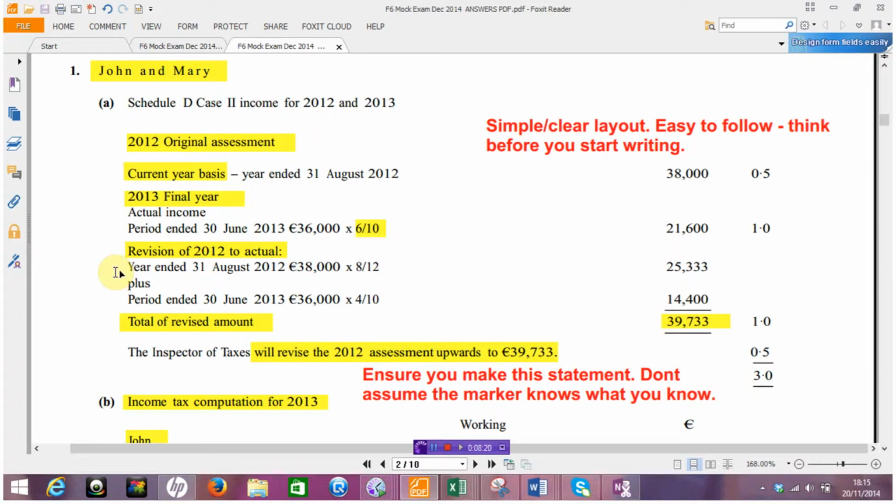Now, in relation to 2012, we have a penultimate year rule, and really all that says is that we need to go back to the penultimate year and really compare actual to the original assessment. Now we know the original assessment is up here, so this calculation here is just really trying to get the relevant figures for the actual calendar year, and you'll see that they actually come in higher than the original assessment.